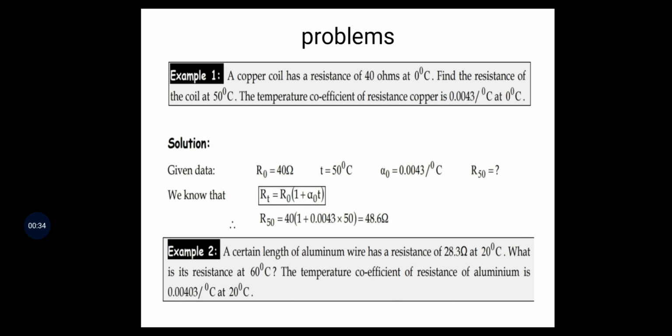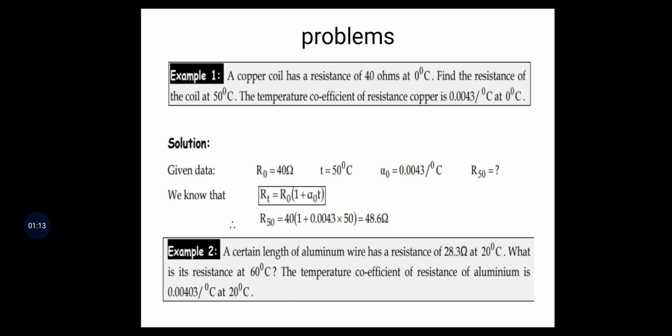The example problems are: a copper coil has a resistance of 40 ohms at 0 degree centigrade. Find the resistance of the coil at 50 degrees centigrade. The temperature coefficient of resistance of copper is 0.0043 per degree centigrade at 0 degree centigrade. So here they gave the resistance value of the copper wire equal to 40 ohms at 0 degree centigrade.